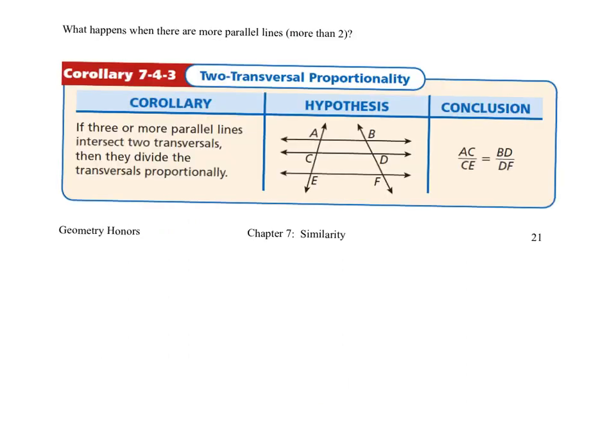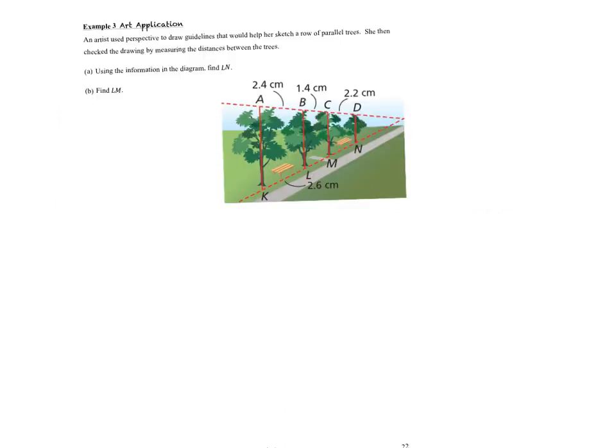Okay, and if there's more parallel lines, the same thing happens. We just have lots of proportions separated by all these parallel lines. So they're calling this the two transversal proportionality. Okay, so there's a lot happening here. The first part, they're asking us to use the information to find LN. So LN is right here.